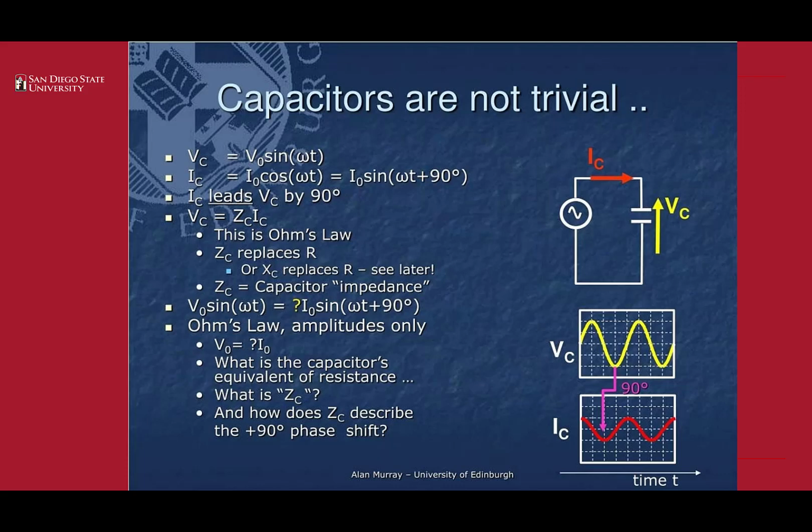In fact, ZC usually stands for the resultant compound impedance of all alike components, but here we only have VC, so the only capacitor, so XC can be seen as equal to ZC. And V0 sine omega t equals some factor times I0 sine omega t plus 90 degrees. And for satisfying Ohm's law, V0 must be something times I0 using the amplitudes.